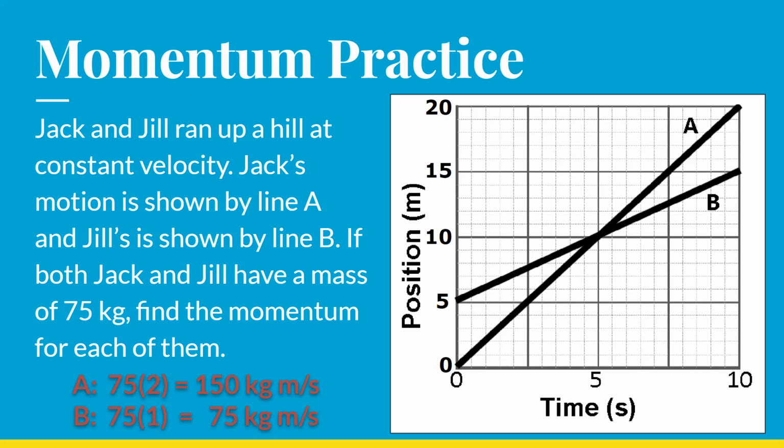So again, we can use stuff all the way back from the very beginning of the year, Unit 1, and use a graph like this one to determine the momentum of Jack and Jill or whatever the object may be. Questions about the graphs? Okay.